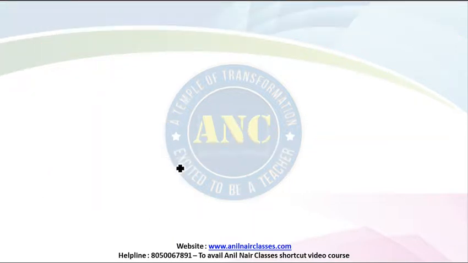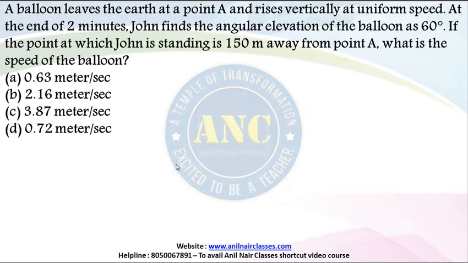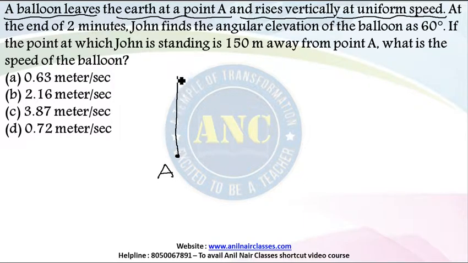I hope the idea of solving this kind of questions is very, very clear. Let us solve one question quickly, which is a very easy question by now. Let us solve this question in the easiest way possible. See here, sir. A balloon leaves the earth at point A. There is a point A which is on the earth. A balloon leaves the earth at point A and rises vertically at a uniform speed. It will rise vertically like this.